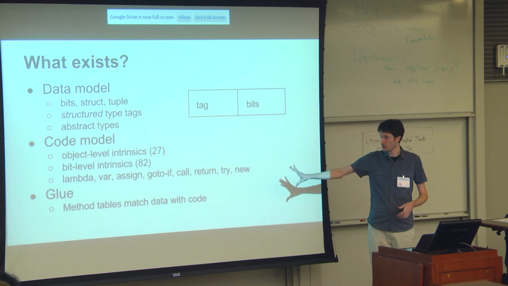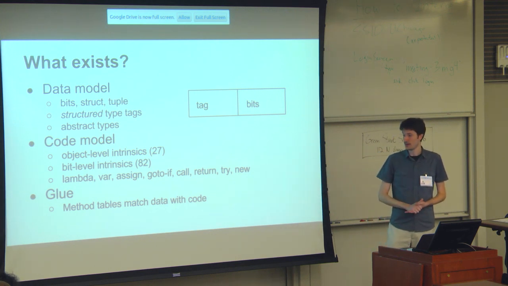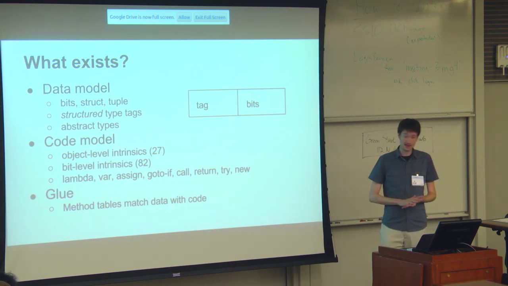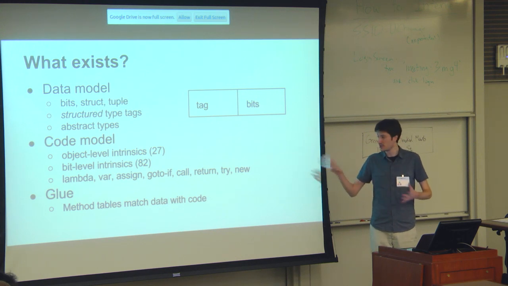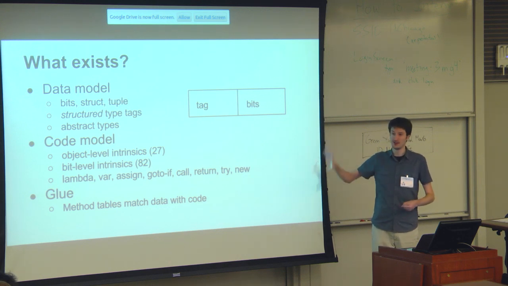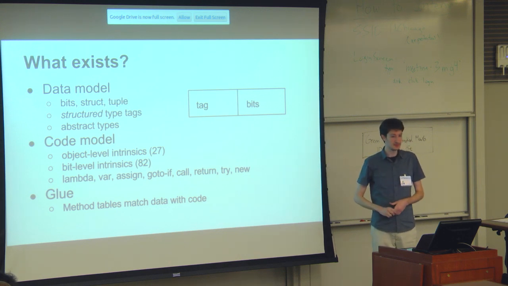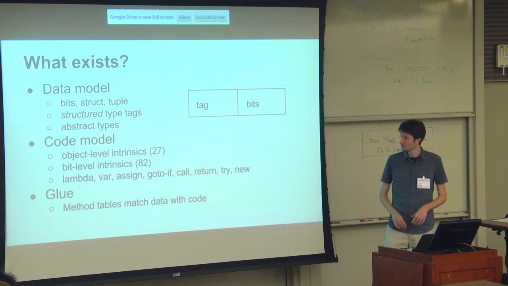And then there's this third part to all of this, which is basically just glue. And I think it really counts as a third essential part of the system, which is basically the method tables and type information that match together the top two halves, that link together your data objects and your code and match them up.